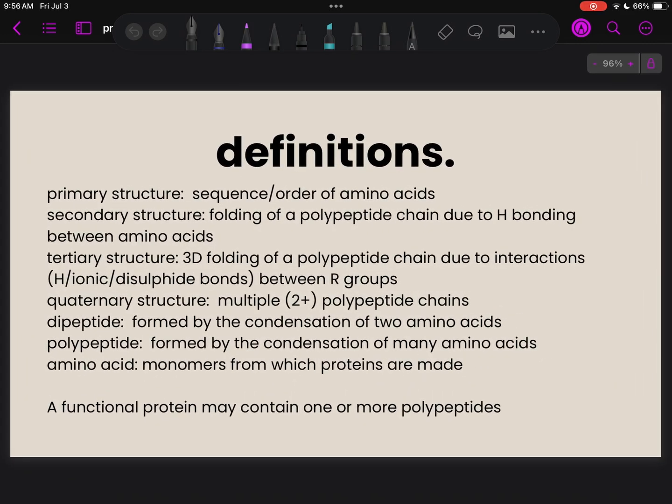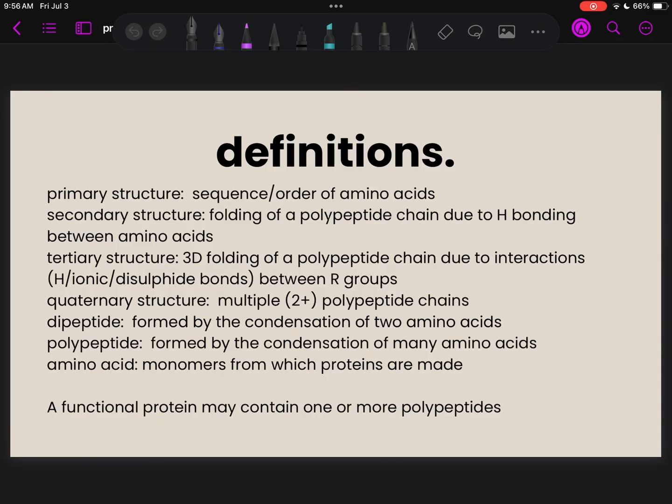First of all, primary structure, which is the sequence/order of amino acids. Secondary structure, which is the folding of a polypeptide chain due to hydrogen bonding between amino acids. Tertiary structure, 3D folding of a polypeptide chain due to interactions, hydrogen, ionic and disulfide bonds between R groups. Quaternary structure, multiple (2+) polypeptide chains.